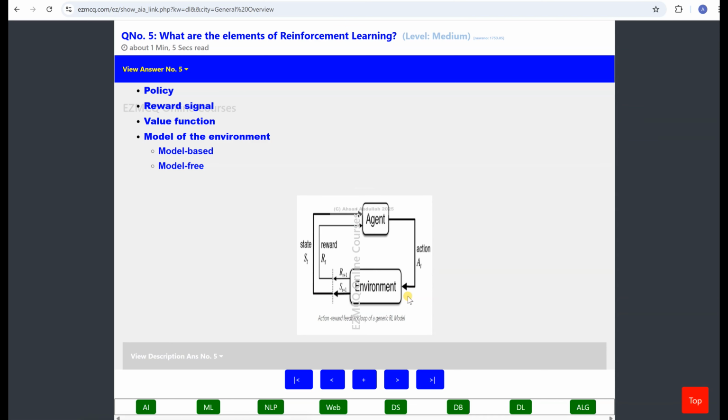Model of the environment: how this environment is modeled. The model predicts how the environment responds to actions by simulating the state transitions and rewards. This model allows the agent to plan ahead by simulating future outcomes. So basically, it is model-based reinforcement learning.